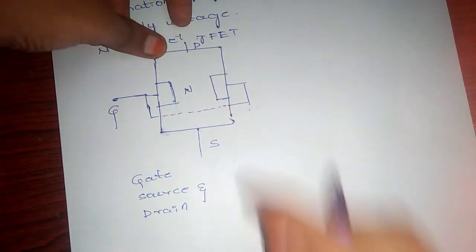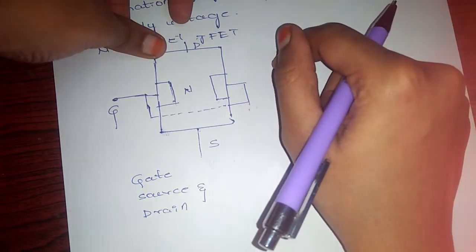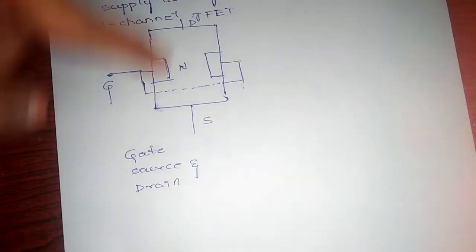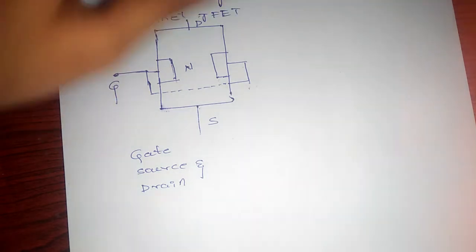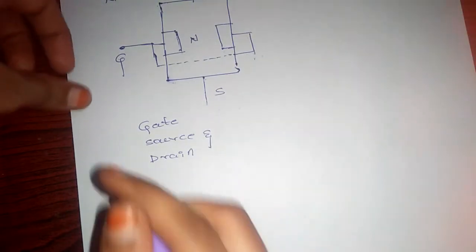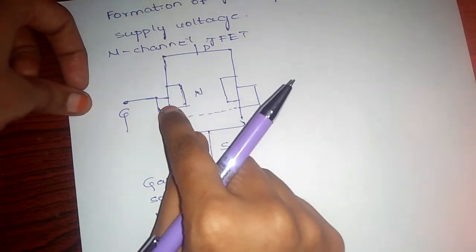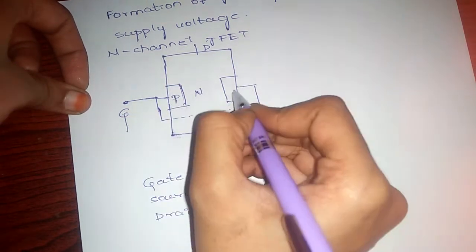In a BJT we cannot interchange the collector and emitter terminals, even though they are of the same type of material, because their physical and electrical properties are different. In a JFET we can interchange the drain and source terminals at low frequencies only. At high frequencies we cannot change them. And now, how is it operated? It is mostly operated by giving reverse bias to the gate terminal.